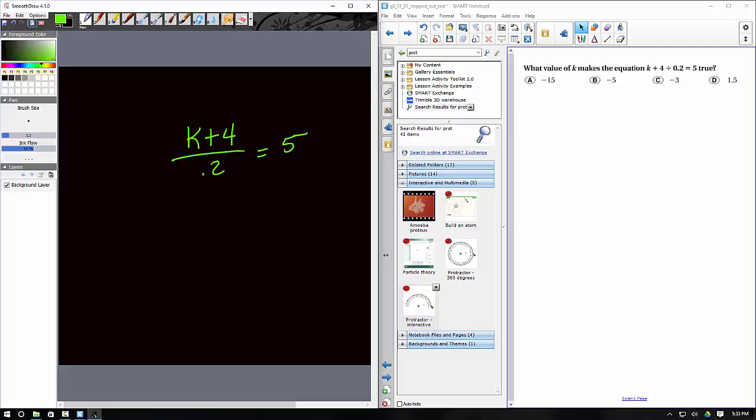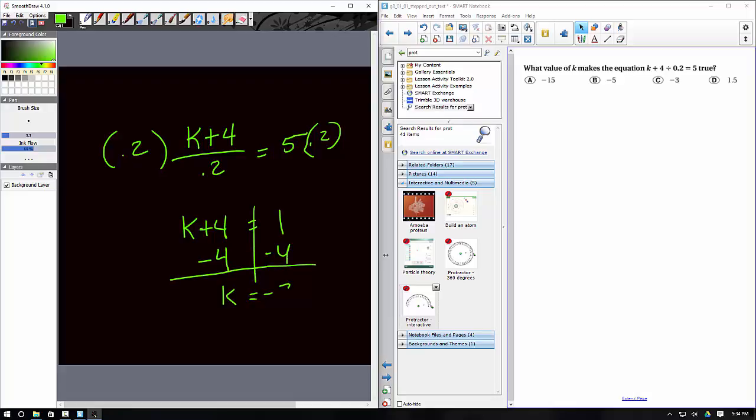So what I would do first is multiply this side by 0.2 and multiply this side by 0.2. And now I'm going to have k plus 4 equals, and 5 times 0.2 is 1, right? And then I want to get k by itself. So now I have to do that subtraction property of equality. So I'm going to subtract both sides, and I'll have k equals negative 3.